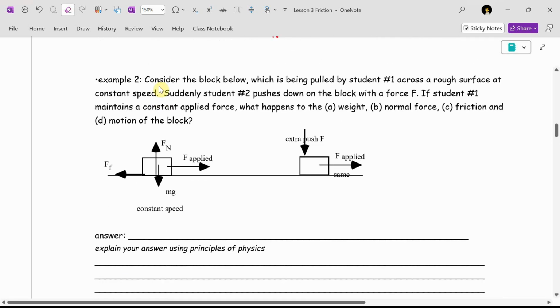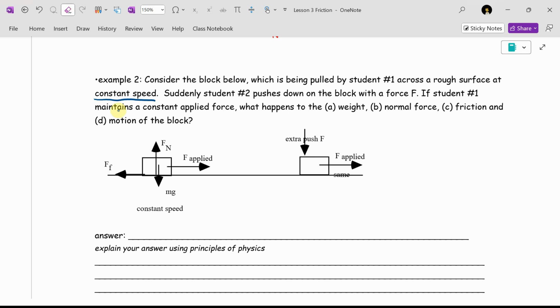Example 2. Consider the block below, which is being pulled by student number 1. Let's say it's Justin. Instead of a block, Justin, let's make it the wooden benches at the back of the gym, the ones that you have to slide around and move out of the way sometimes for basketball drills. You're pushing it along a rough surface, along the gym floor, at a constant speed. That's important. Suddenly, student number 2, let's say it's Keaton, comes along and pushes down on the block. He sits on the bench while you were pushing it along. Because of course he would.